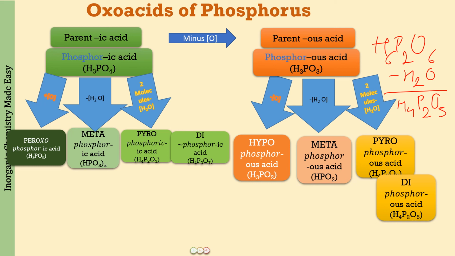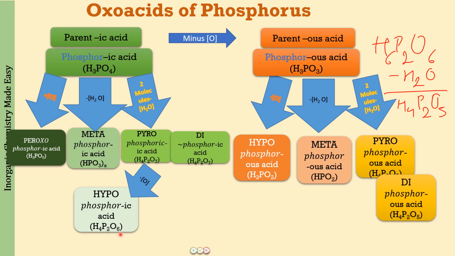Alright, next what did we do? Well, from the pyrophosphoric acid, we are going to subtract 1 oxygen and we are going to add 1 oxygen to get 2 more oxoacids. So the first one, when we are going to subtract 1 oxygen, is going to be hypophosphoric acid, that is H4P2O6. Fine. So we simply called it hypophosphoric acid.